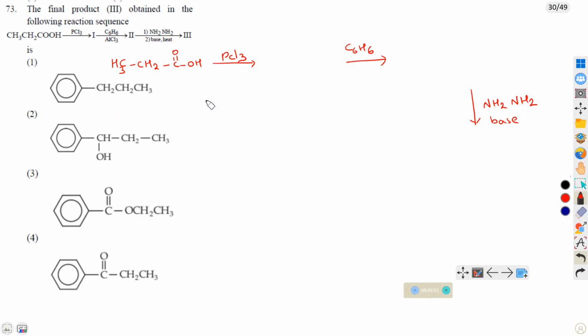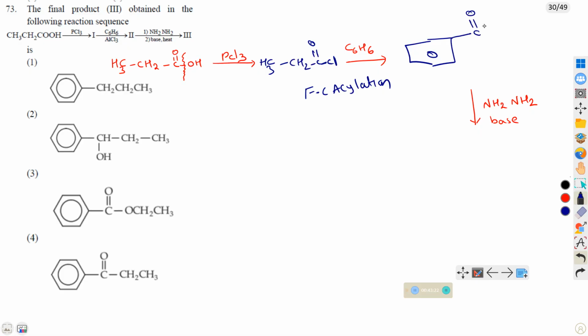Carboxylic acid reacts with PCl3. What is the role of PCl3? It breaks the bond between carbon and OH group, then it gives CH3 CH2 COCl. Acid chloride is formed. Acid chloride reacts with benzene. The process is called Friedel-Crafts acylation. It gives C6H5 CO CH2CH3. Now it is a ketone.